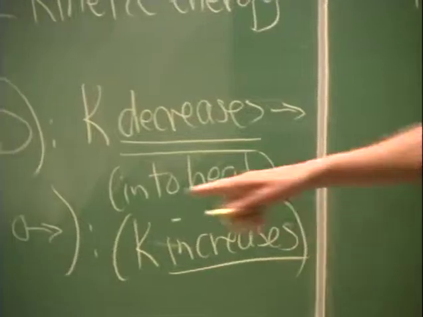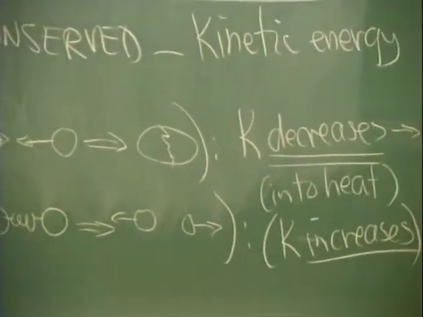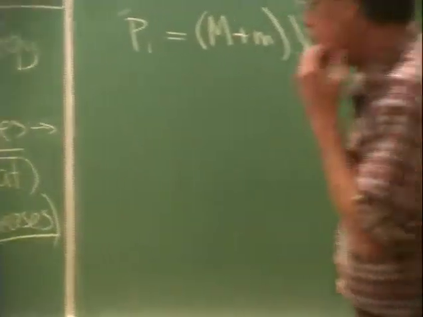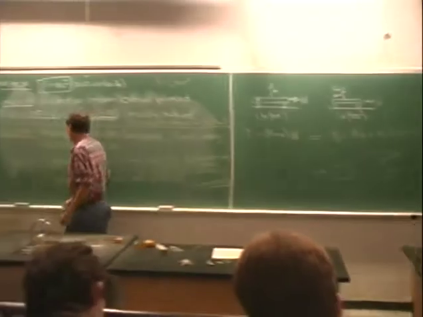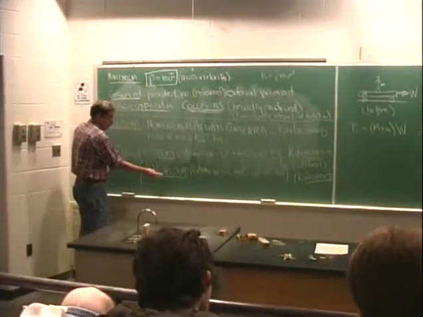Is this a collision? Sure, in the generic sense. Originally there was one lump, finally there are two lumps that are moving. But it's sort of a generic kind of collision. If this is a sticky collision, this is just the reverse of it.